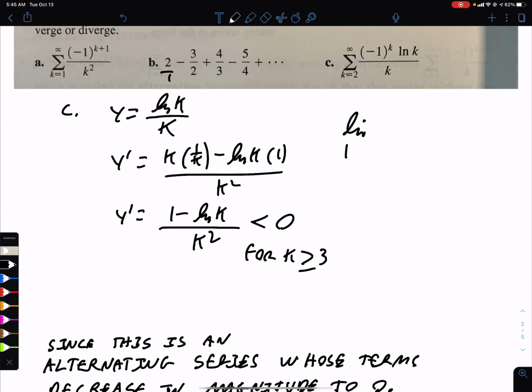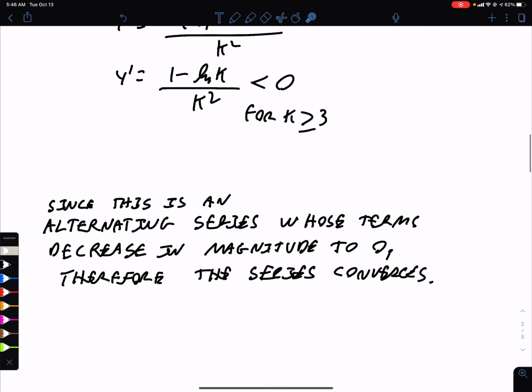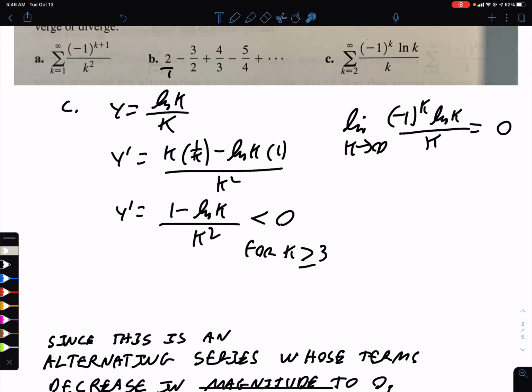And the last step, the limit as k goes to infinity of ln of k over k, by growth rates, we know that's 0 because that's the slowest growth rate. Or you could do L'Hopital's and find that 0. And because of that, you could do the squeeze theorem and put it between negative 1 and positive 1 and get the same result, but that's 0. So we have the terms decreasing in magnitude to 0, except for the first term, it's increasing. But you can ignore the first term because adding or subtracting a single term does not change whether something converges or diverges. So I can conclude, since this is an alternating series whose terms decrease in magnitude to 0, therefore the series converges. I just have to start at 3 instead of 2. The extra term won't change anything.